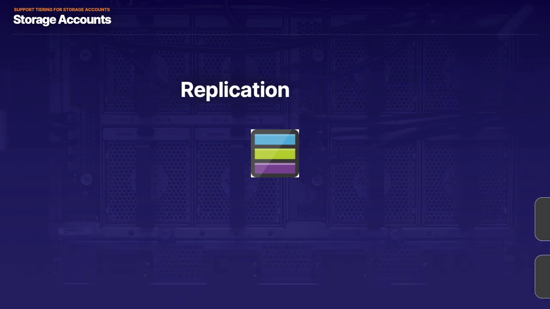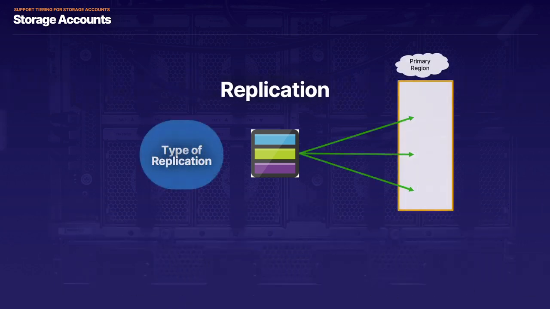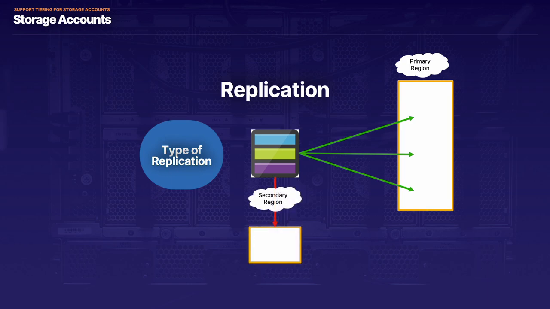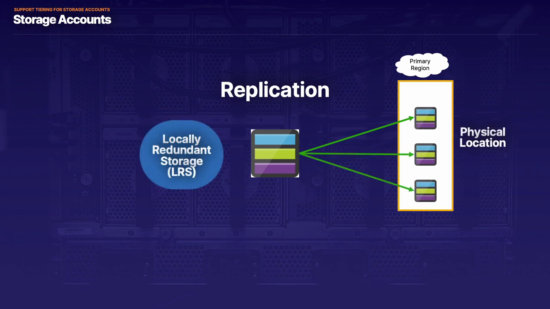Let's move on to talking about replication for each of the different storage accounts. For each of the different types of replication, there is going to be a primary region that the data is going to be copied to, as well as a secondary region for certain types of replication as well. In every case, there's going to be at least 3 separate copies made of your data. The first one is locally redundant storage, or LRS.